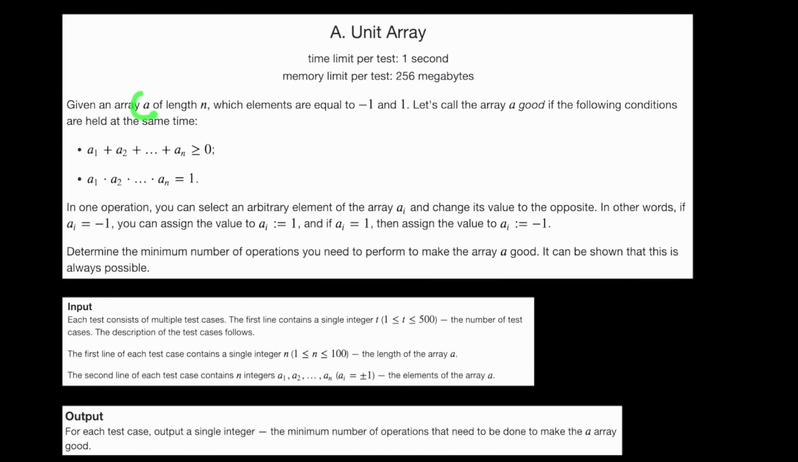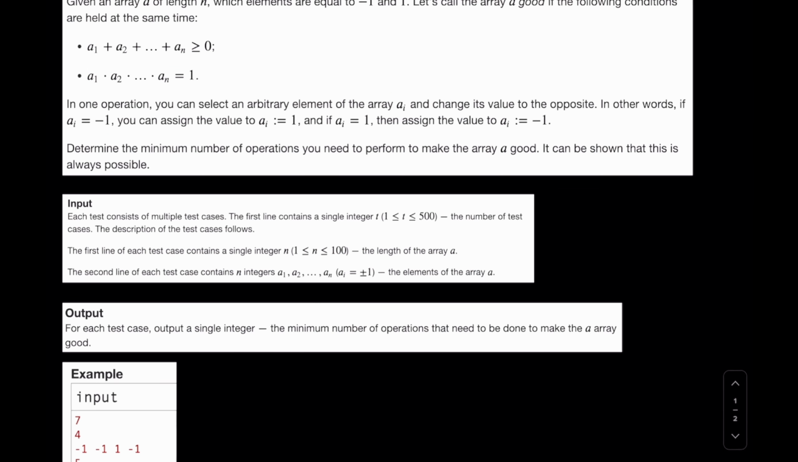Given an array A of length n, whose elements are equal to -1 and 1, let's call the array A good if the following conditions are held at the same time: the sum of the elements is greater than or equal to 0 and the product of the elements is 1. In one operation, you can select an arbitrary element of the array A and change its value to the opposite. That means if the element is -1, you can change it to 1. If it's 1, you can change it to -1. Determine the minimum number of operations you need to perform to make the array good. It can be shown that it is always possible.